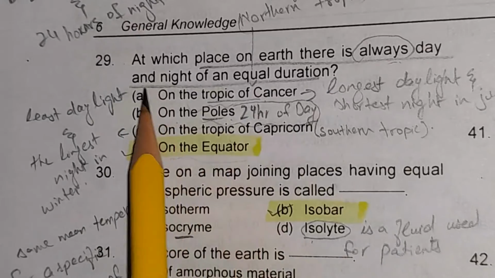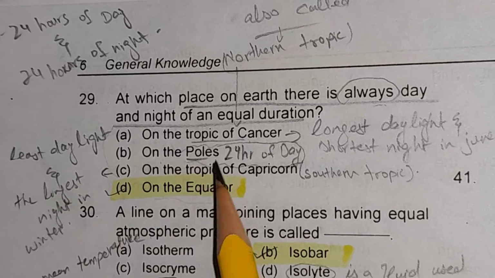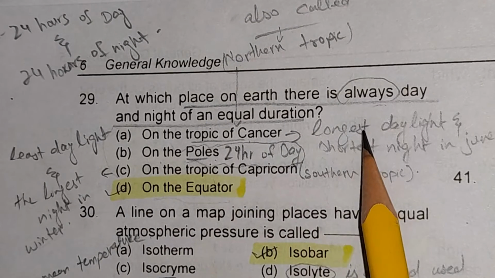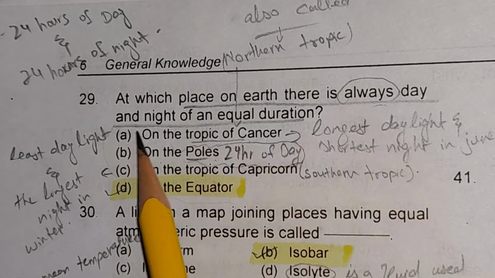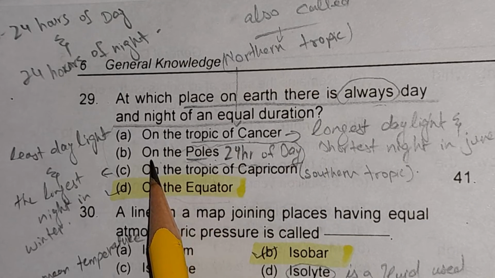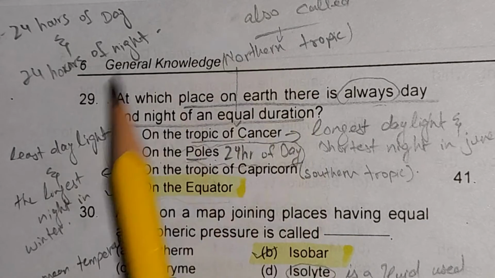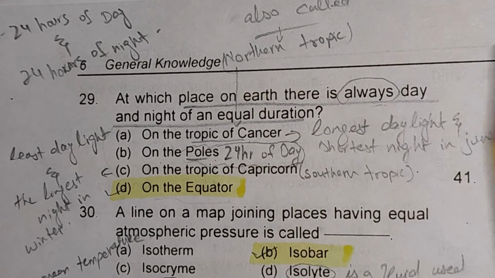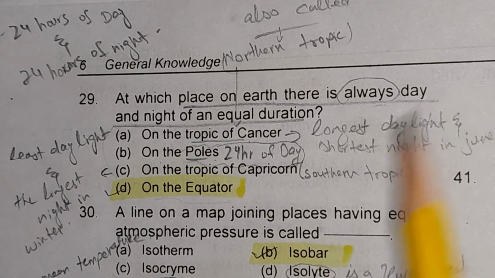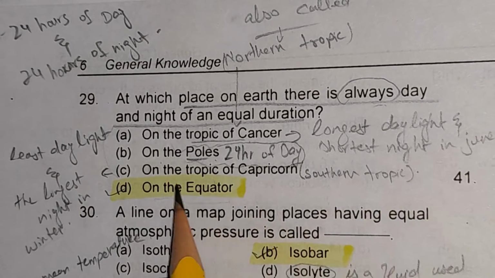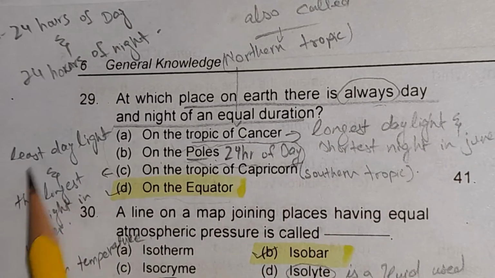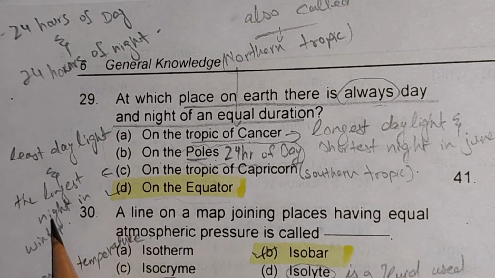And what's the meaning of other terms? So here you can see the difference. On the equator, days and nights are equal, and on the poles there are 24 hours of day and 24 hours of night. And Tropic of Cancer is called the northern tropic. Here is the longest daylight and shortest night in June. And the Tropic of Capricorn is called the southern tropic. Here are the least daylight and the longest nights in winter.